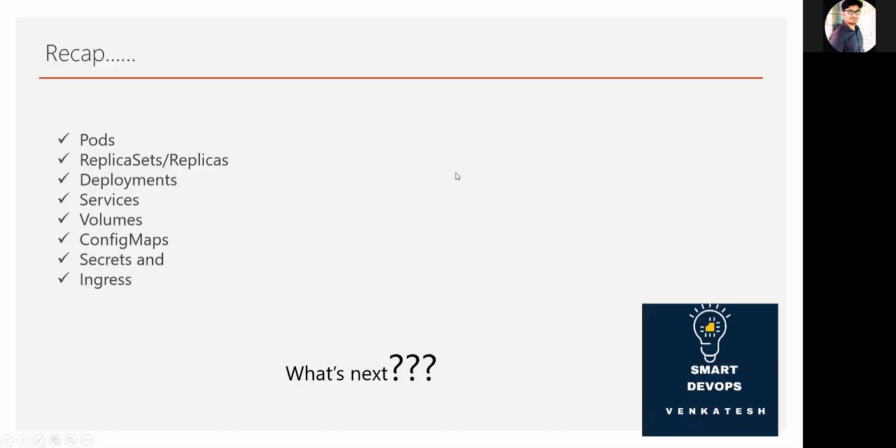As you know, in my previous topics on Kubernetes, I have covered pods, replica sets, deployments, services, volumes, config maps, secrets, and ingress. You can see my previous recordings on all these topics. So what are the next topics to be covered in Kubernetes to understand how application deployments are happening, and how we can make use of the existing manifests and existing API objects in Kubernetes to use further.